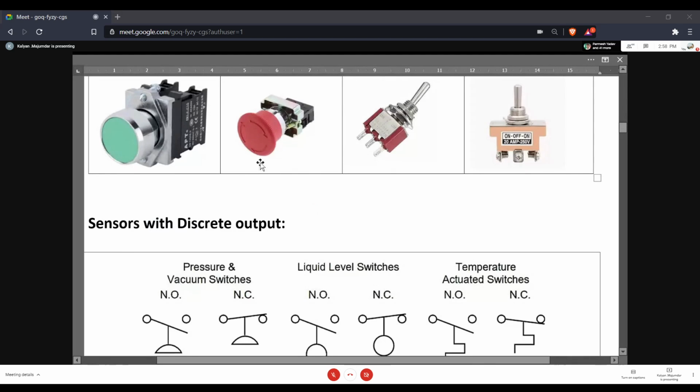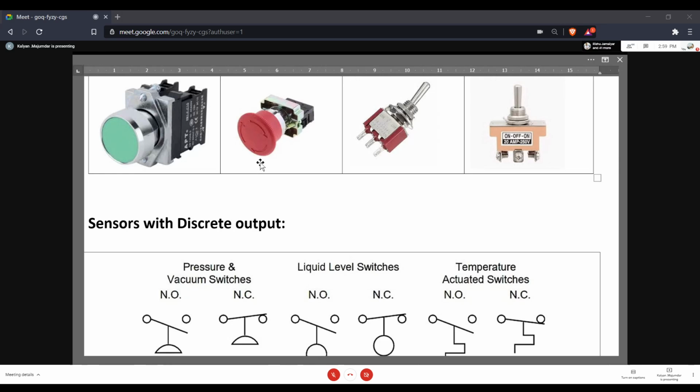Now, this very concept could be extended to sensors. As I just said initially, in a relay-based ladder logic system, you have input devices. The input devices could be switches. Remember, switches are devices which are manually operated. Or you could have sensors. A sensor is a device which senses, as the very name suggests, any physical variable and provides an electrical output.